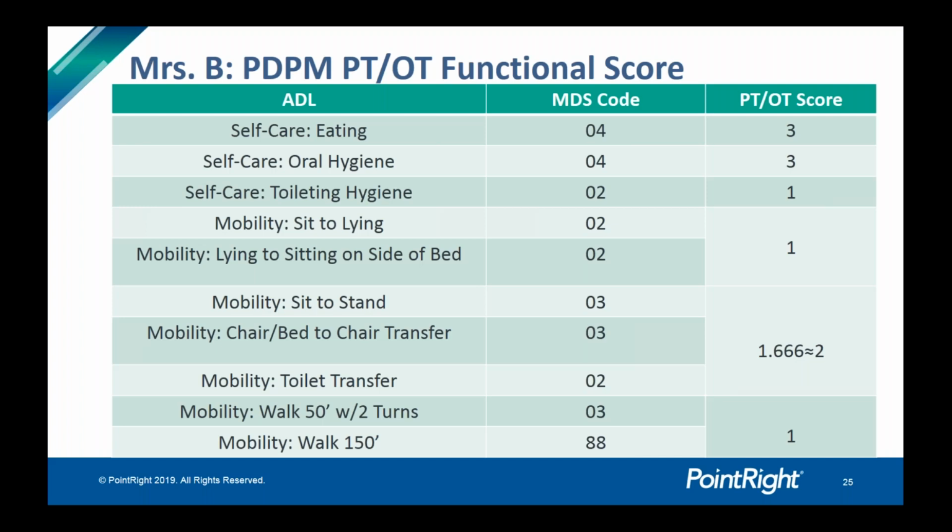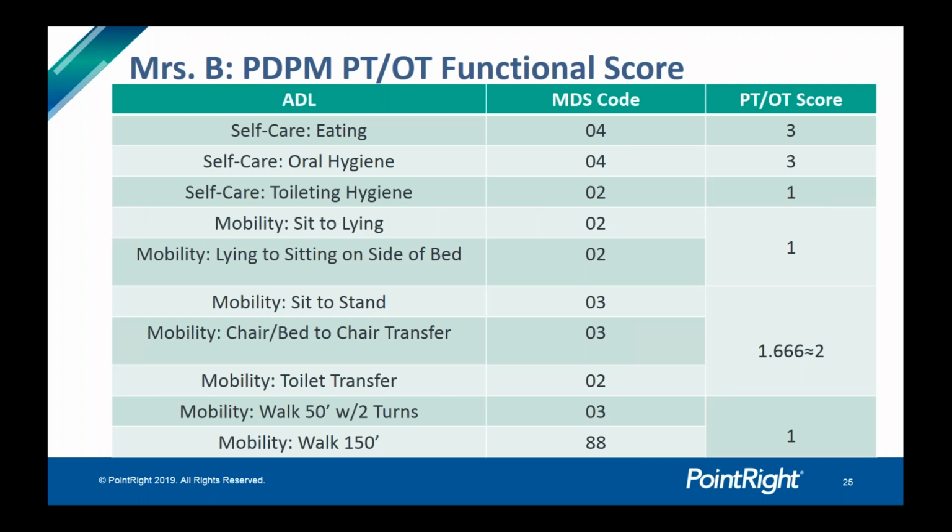Now, for the mobility piece, sit to lying and lying to sitting on the side of the bed, they're both a partial moderate level of assistance. You see, I'm still internalizing these terms. So it would be an MDS code of 2, and that would give a PT/OT score of 1. Now for the mobility piece, the sit to stand and the chair to bed and bed to chair transfers are a little bit higher, a little bit more independent rather.